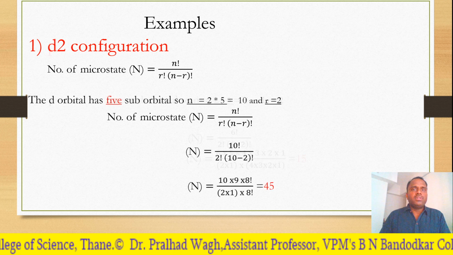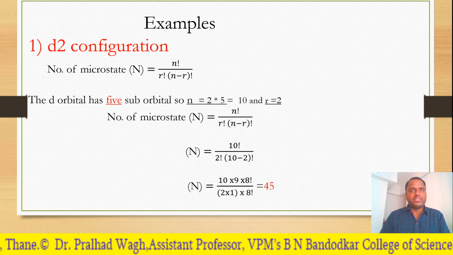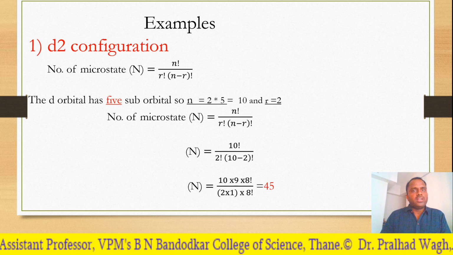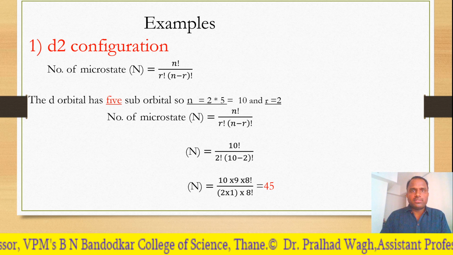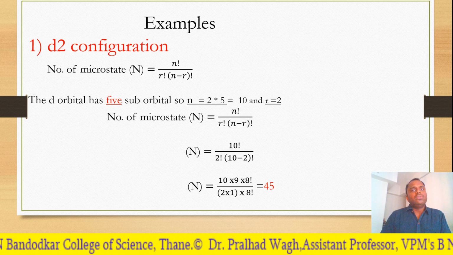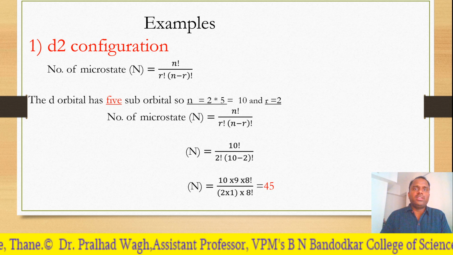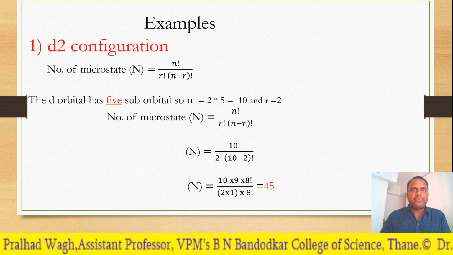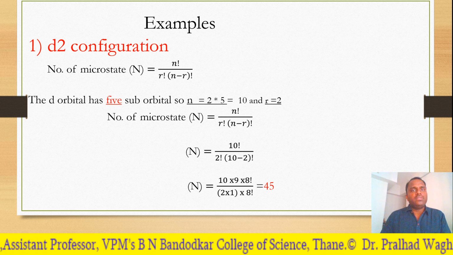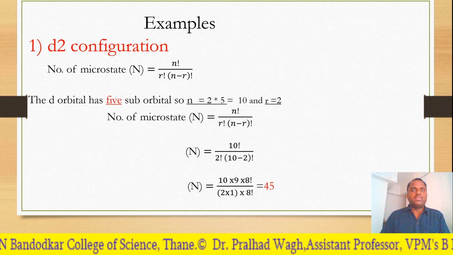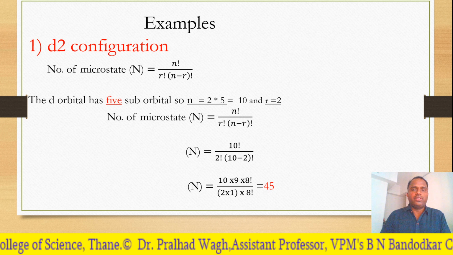The next example is d2 configuration. Here the orbital is changed. There are 5 d orbitals, sub-orbitals. So 2 into 5 becomes 10. So the value of n here is 10. Similarly, the value of r here is 2, because the given system is d2 electronic configuration.